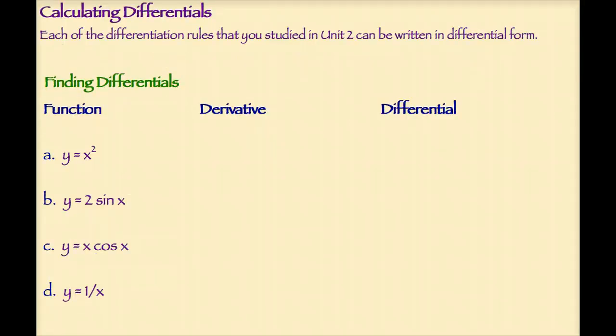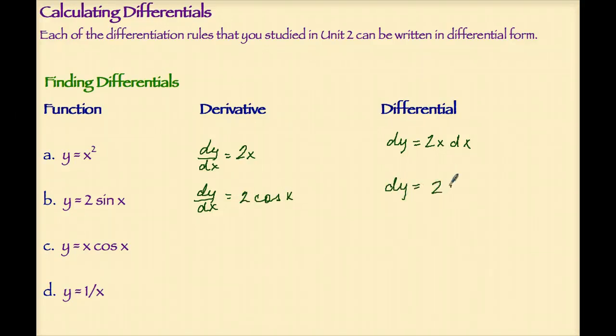Let's see how each of the differentiation rules that you studied in Unit 2 can be written in differential form. We'll start with y equals x squared. The derivative dy dx is equal to 2x, and written in differential form, this means dy is equal to 2x dx. Letter B, we would have dy dx is equal to 2 cosine x. But writing that in differential form means I would have dy is equal to 2 cosine x dx. I might want to put this in parentheses just for clarity's sake.